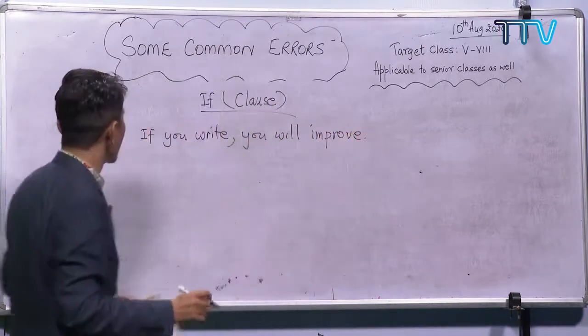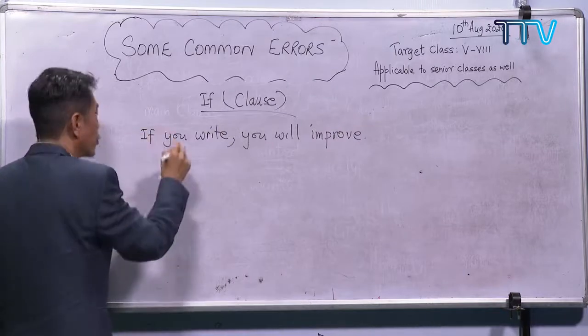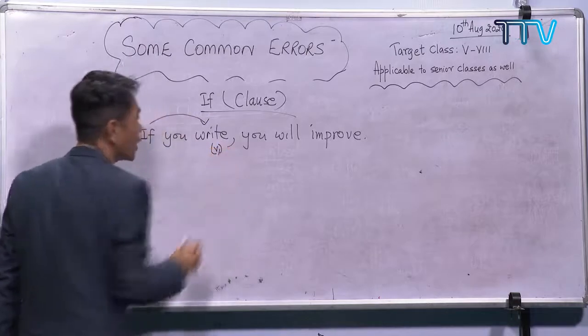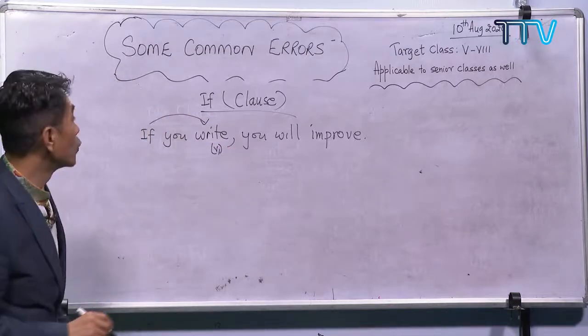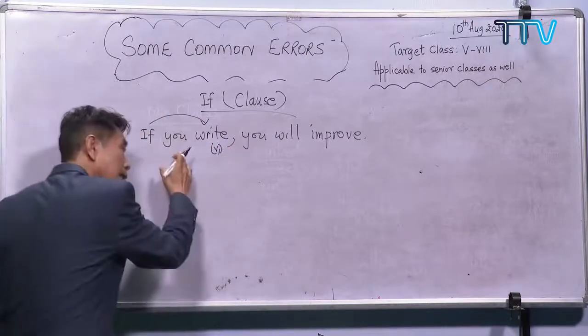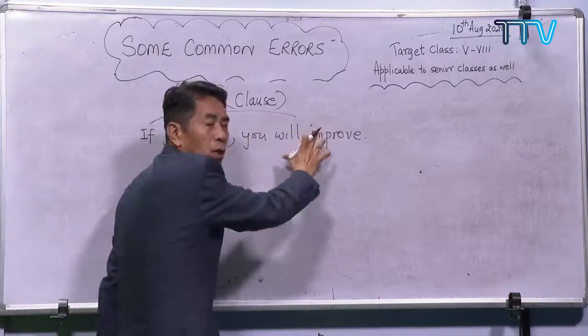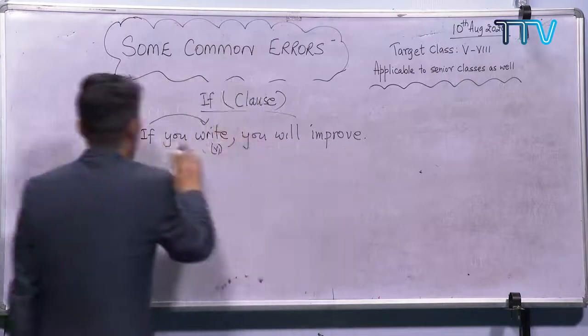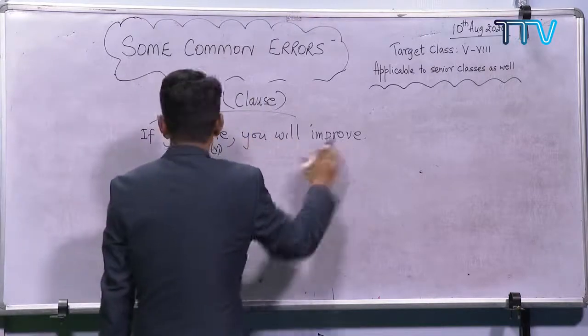Okay, so the question is, after "if", what do you write? After "if" you write verb 1, then you can write "you will improve." If you write, you will improve. This is not something that has happened. It will be coming. So if you write, you will improve.